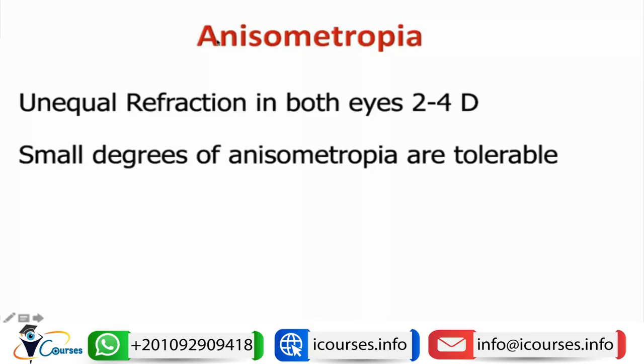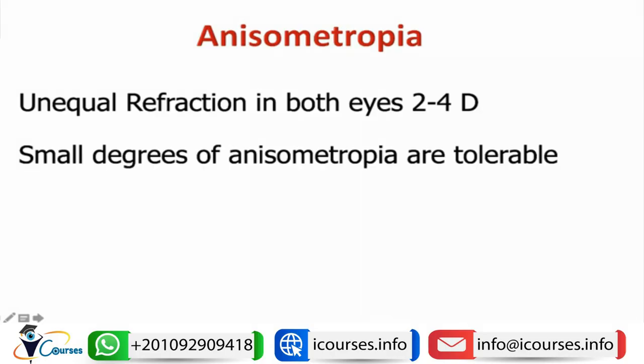So again, anisometropia means that both eyes have unequal refraction. They can be both myopes or hypermetropes, or one will be myope and the other hypermetrope, or even one eye will be emmetropic and the other ametropic. But in any case, there will be a difference in refraction between both eyes.